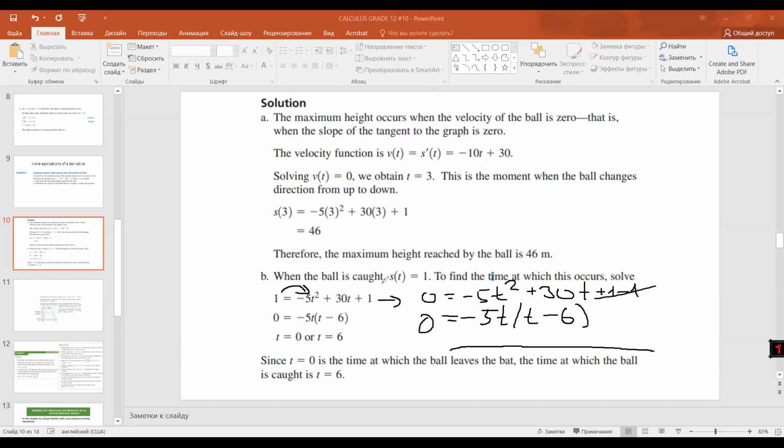And then determine the velocity of the ball when it's caught 1 meter above the ground. These two t's are moments of time when the ball is 1 meter above the ground. t equals 0 would be the moment when the ball was launched into the air, right? We need to determine the velocity when the ball's caught. So the ball would be caught at the moment t equals 6. If we plug in t equals 6 into the equation, we get the velocity.